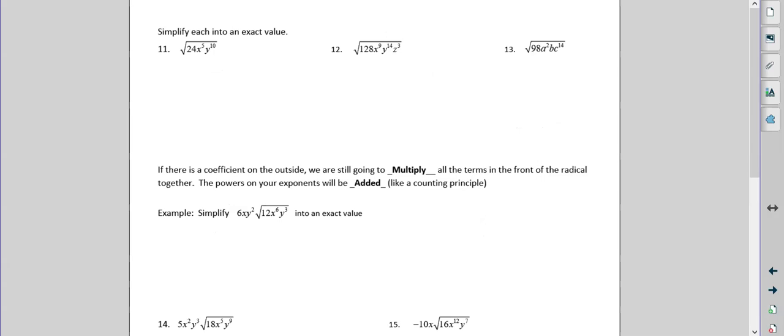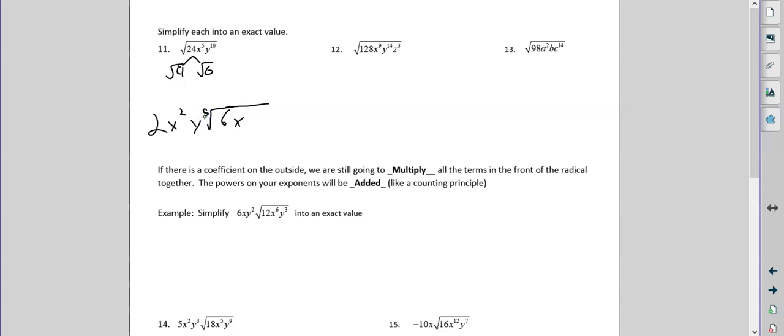All right, simplify each into an exact value. Okay, so again, the biggest number here is 4 times 6. Square root of 4 is 2. I'm going to leave a space. 6 goes in here waiting for the letters. Now I'm just going to do the little trick here. 5 divided by 2, well, that's 2. 2 times 2 is 4, which means 1 is left inside. Y to the 10th, 10 divided by 2 is 5. And that's it. There's nothing else left inside.